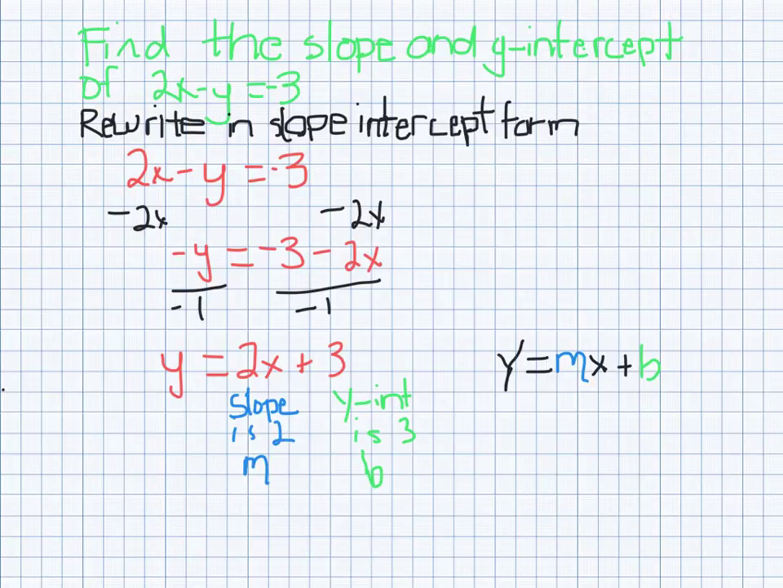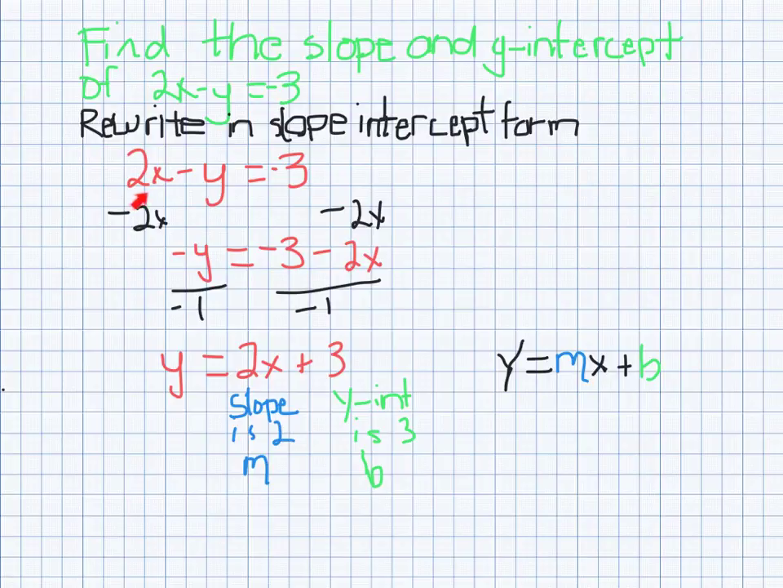So here it says find the slope and the y-intercept of 2x minus y equals negative 3. Don't forget the negatives on this. And remember, a negative times a negative is a positive, and some of that stuff as we go along. So it says rewrite in slope-intercept form. That means that you're going to put the equation y equals. So slope-intercept form means y equals.